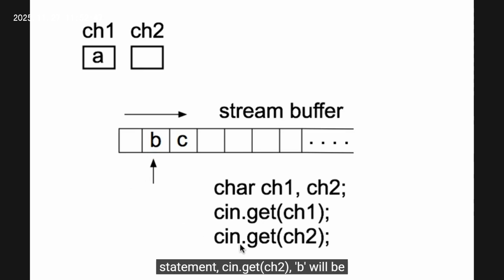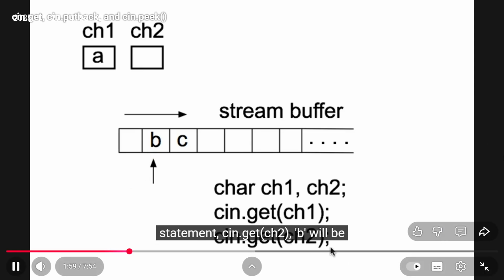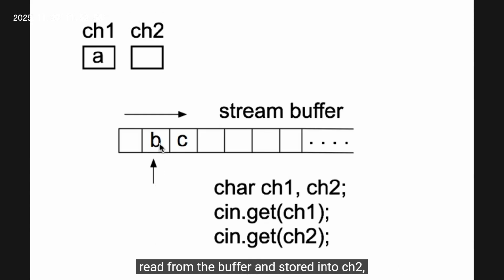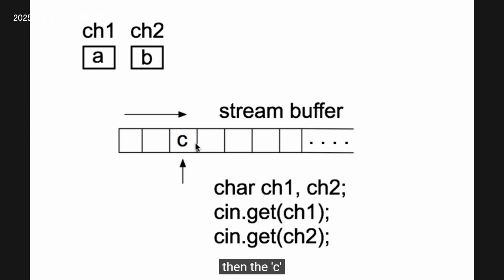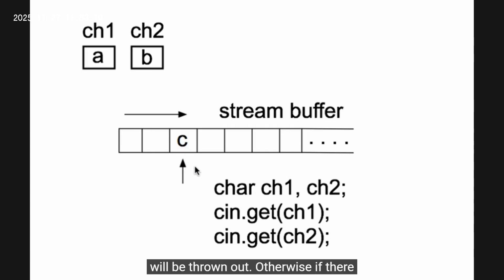So when we have the next statement, cin.get ch2, B will be read from the buffer and stored into ch2, and then the pointer for the stream buffer, the next item to be read, will move over to C. If this is the end of our program, then the C will be thrown out. Otherwise, if there was another cin.get statement in our program, then the C would be read. So it's stored for further input, regardless. And if the program terminates, then it's thrown away.